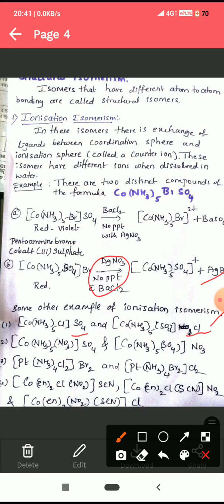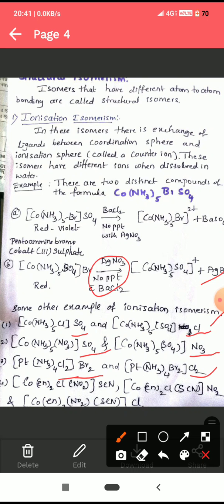In the second example, again a sulfate undergoes ionization. It reacts with barium chloride. In the other isomer, there is a liberation of NO3, and we detect NO3 by the brown ring test. In the third example, when it undergoes dissociation, it gives two bromide ions. Chloride ions are inside the coordination sphere in one, but in this complex, bromides are in the coordination sphere and Cl2 is in the ionization sphere.